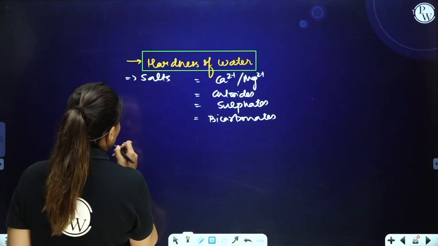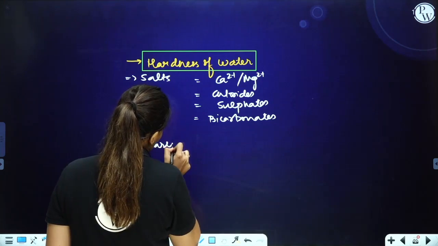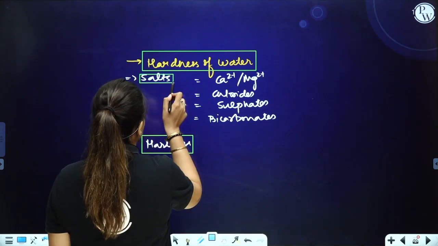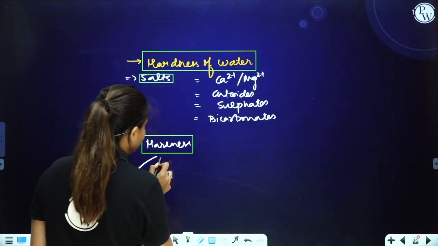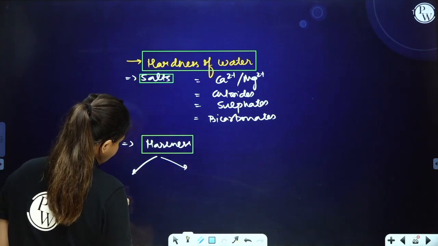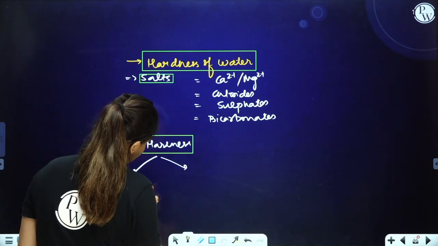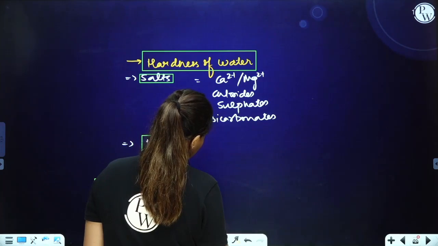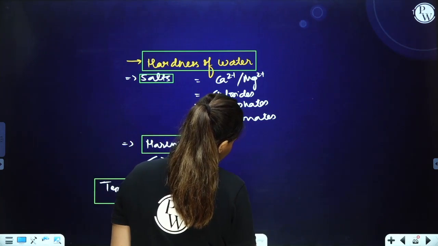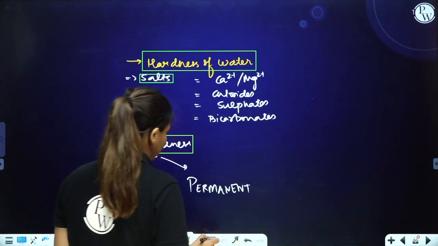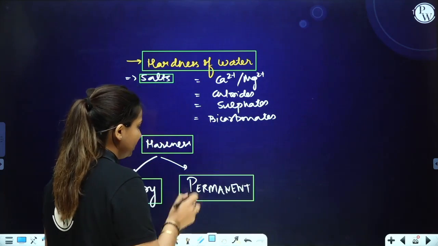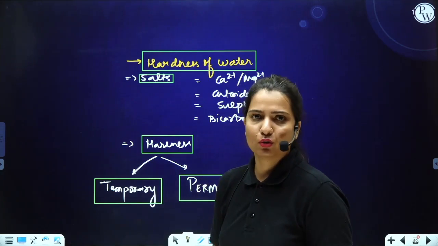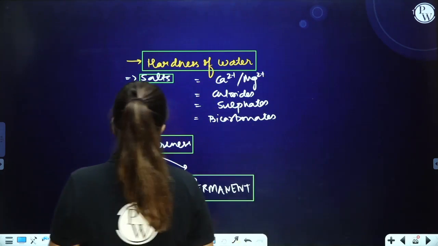And if you want to know what types of hardness are there, you should know that hardness is of two types. One of them is considered temporary, which normally can be removed, the temporary hardness, and the other is the permanent hardness, which requires some very different measures. Obviously some tricky methods we have to use for the removal of the permanent hardness.